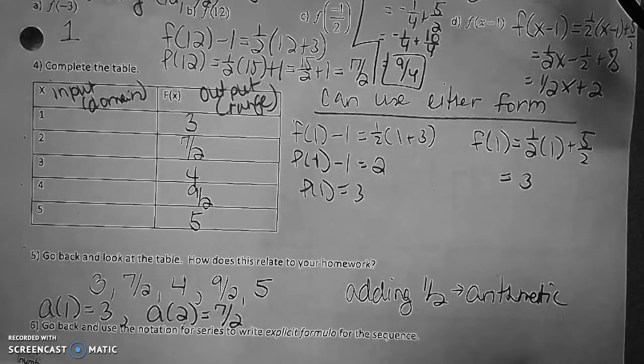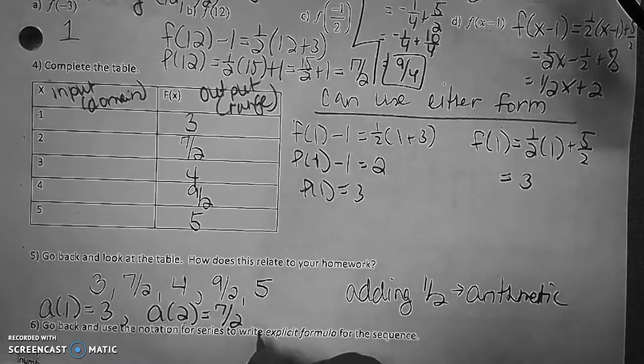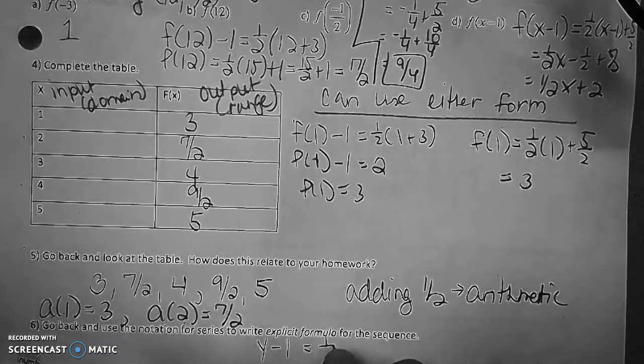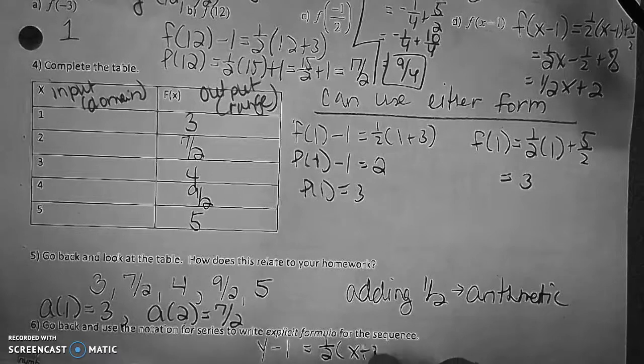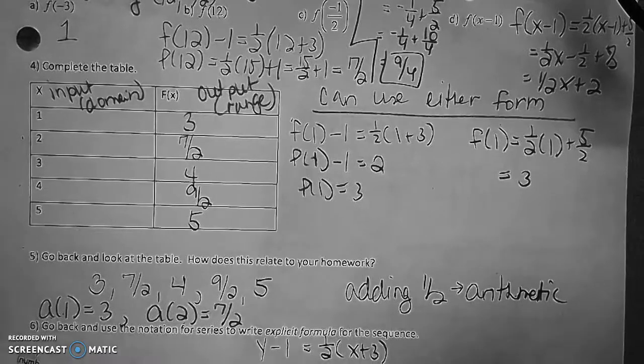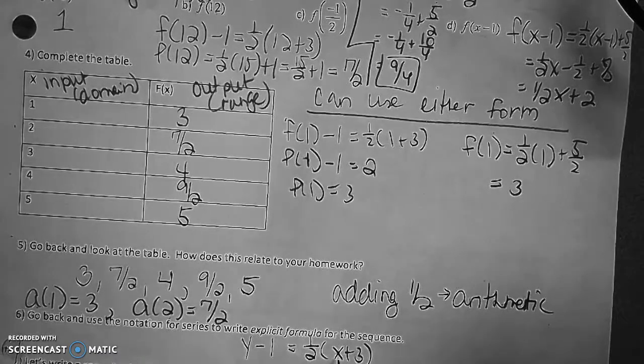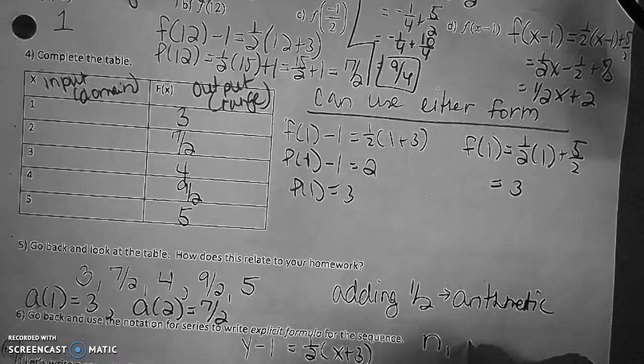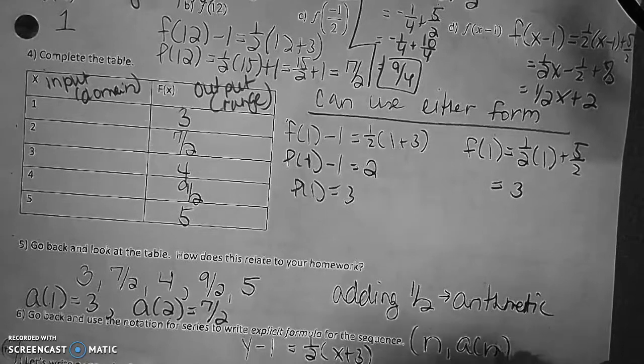So let's look at 6. It says, go back and use notation to write the explicit formula. You've really already done that. So if you go back and you look at point slope form, y minus 1 equals 1/2 x plus 3. For when we talk about sequences, instead of using x and y, we use n and a sub n.